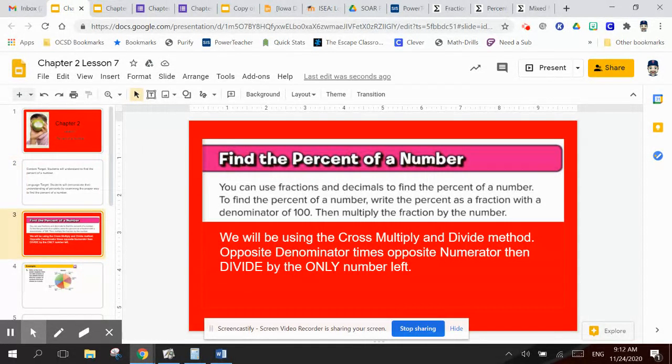Finding a percent of a number, you can use fractions and decimals to find the percent of a number. To find the percent of a number, write the percent as a fraction with the denominator of 100, then multiply the fraction by the number. We will today be using the method cross multiply and divide. Opposite numerator times the opposite numerator, then we're going to divide by the only number left.